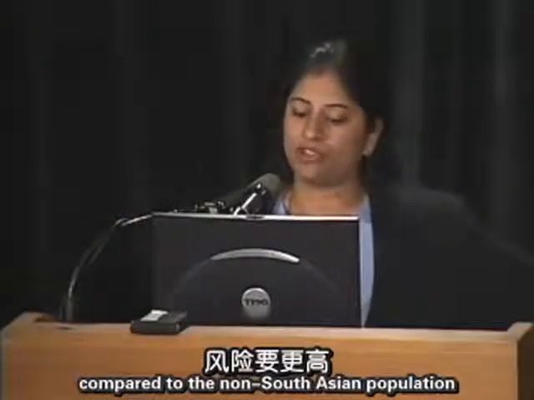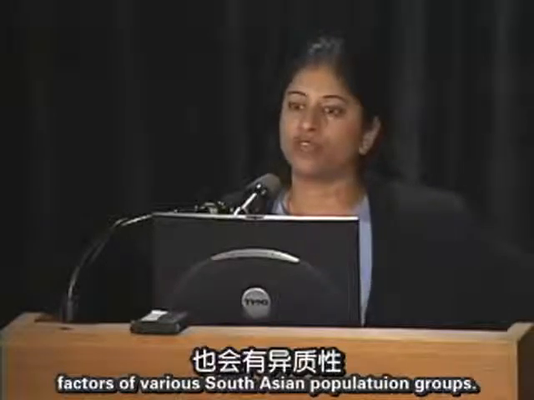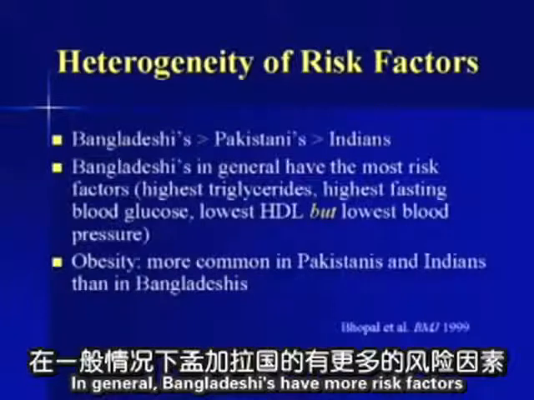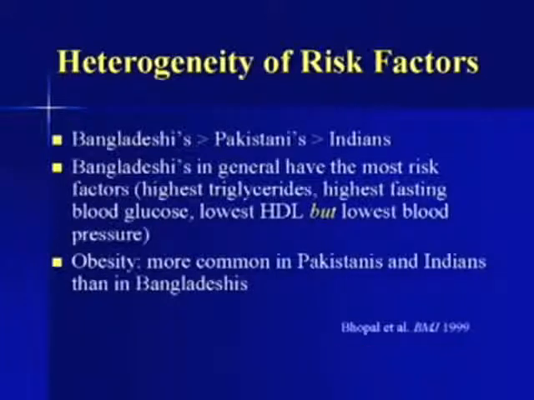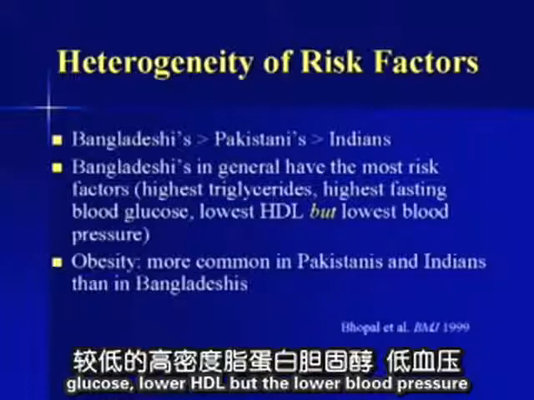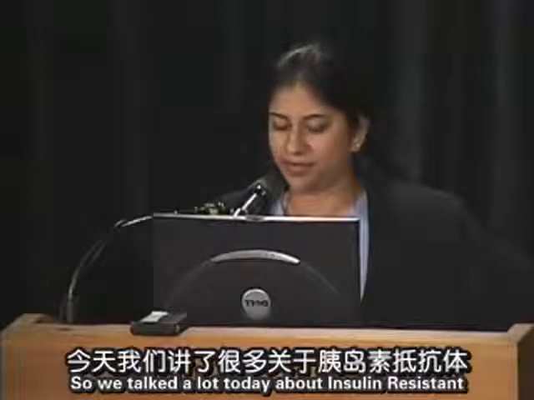Though we've talked about risk among South Asians as being greater compared to the non-South Asian population, there's also some heterogeneity among the risk factors between the various South Asian population groups. In general, Bangladeshis seem to have more risk factors than the Pakistanis or the Indians. Bangladeshis in general have higher triglycerides, higher fasting glucose, and low HDL, but they also have low blood pressure and are not as obese as Indians and Pakistanis.